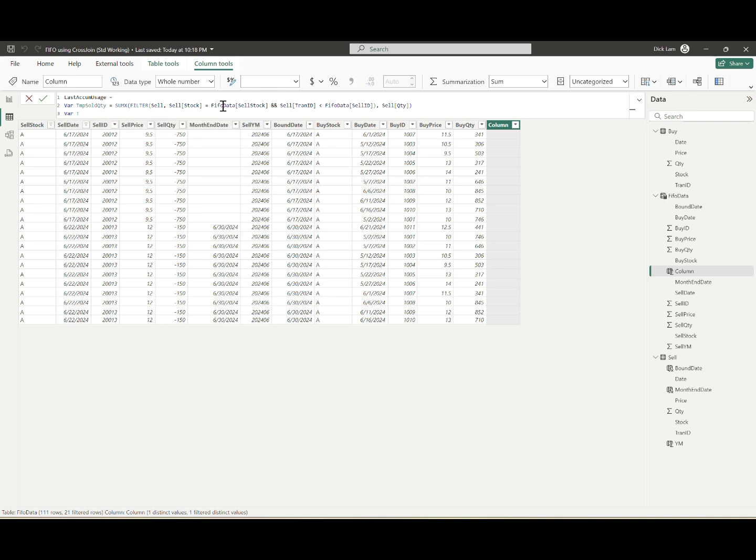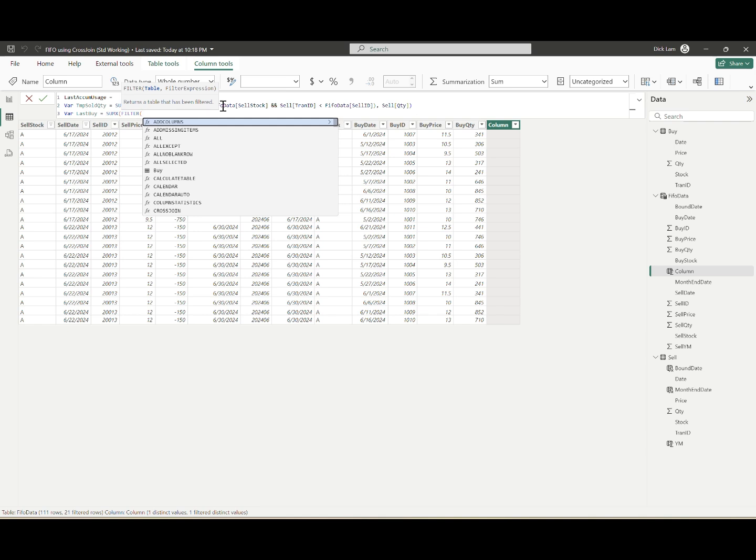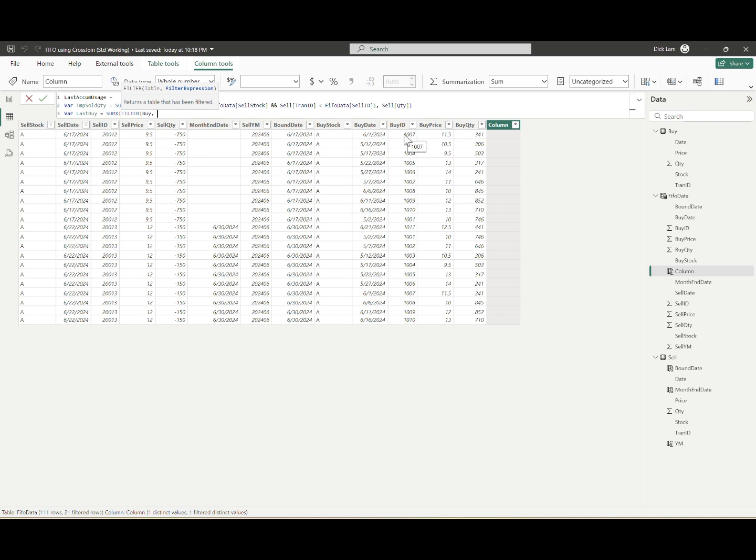then the last buy. Now, I would suggest you revisit the Excel formula, and then you may come to realize that this part of the last buy is the accumulated total of buy-in transactions with tran ID less than the current buy ID.